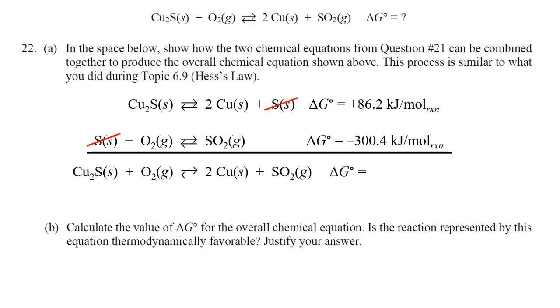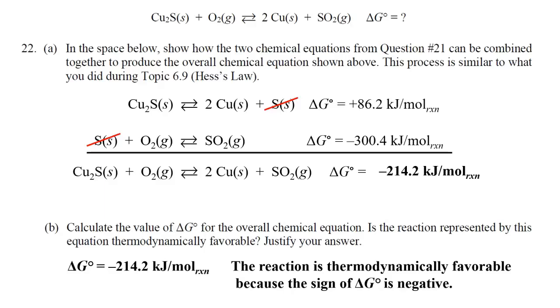It would be the sum of positive 86.2 and negative 300.4. And so when I do that math, I get negative 214.2. Calculate the value of delta G for the overall chemical equation, which we just did. Is the reaction represented by this equation thermodynamically favorable? Yes, the reaction is thermodynamically favorable because the overall sign of delta G for this overall reaction is negative.